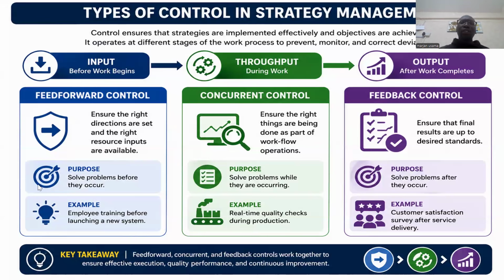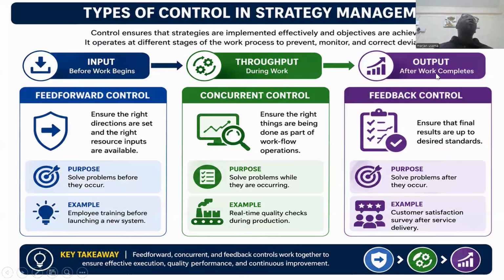Number 2, concurrent, during work. Ensure the right things are being done as part of the workflow operation. So we solve problems while they are occurring. Khilal al-amal, khilal, throughout. So we are working. As we are working, we are evaluating. We are working, we are evaluating to see if there is any problem. Khilal al-amal, fi athna al-amal.